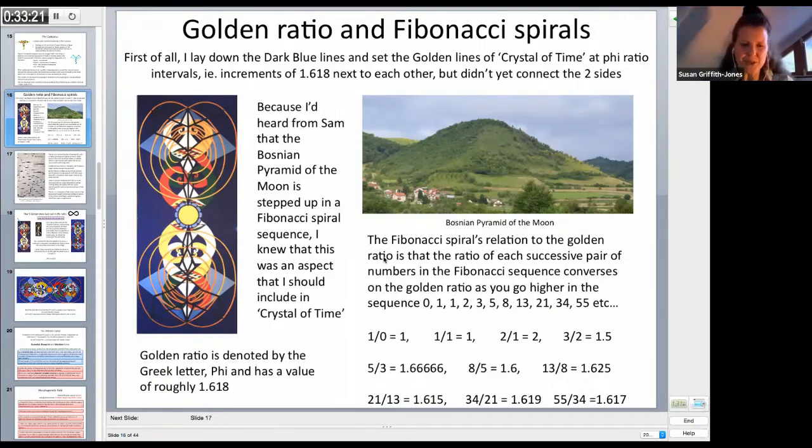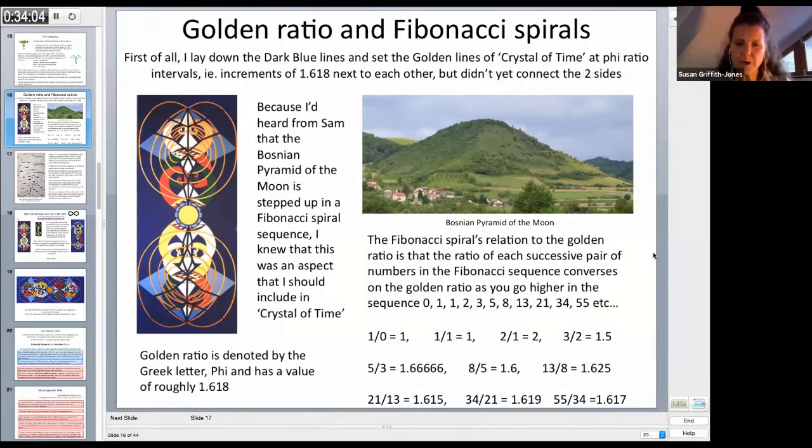So the golden ratio, as I said, is denoted by the Greek letter phi and has a value of roughly 1.618. And the Fibonacci spiral's relation to the golden ratio is that the ratio of each successive pair of numbers in the Fibonacci sequence converges on the golden ratio as you go higher in the sequence. 0, 1, 1, 2, 3, 5, 8, 13, 21, 34, 55, etc. You'll see that as you add each number together, 1 plus 1 is 2, so that makes the next one 2, plus 1 is 3, 3 plus 2 is 5, 5 plus 3 is 8, etc. That's how the Fibonacci sequence is created.